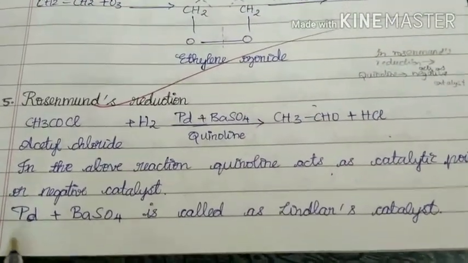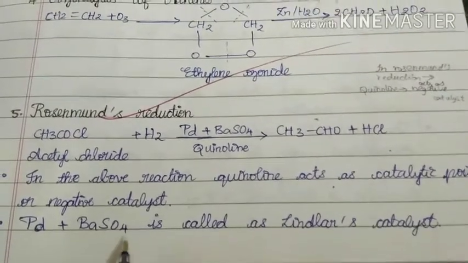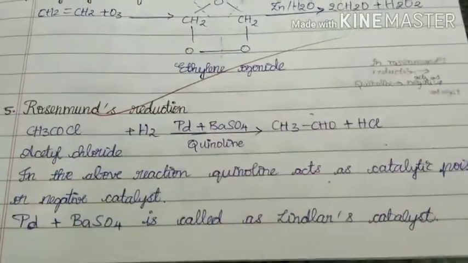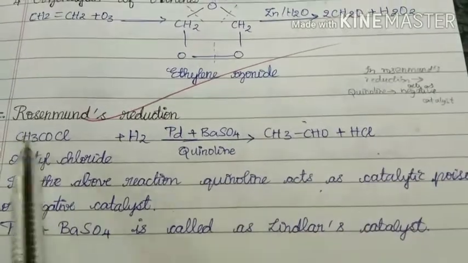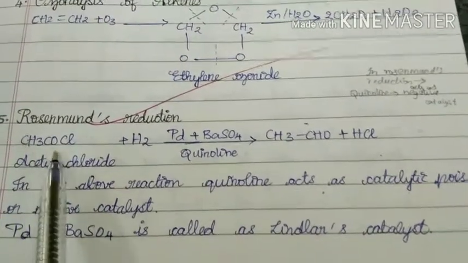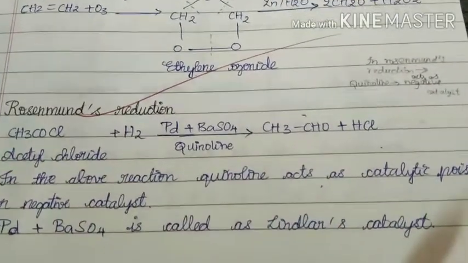Next, one more point. This palladium and barium sulfate is called Lindlar's catalyst. The mixture of palladium and barium sulfate is called what? Lindlar's catalyst. So when acetyl chloride undergoes reduction in the presence of Lindlar's catalyst, then we get which one? Acetaldehyde.